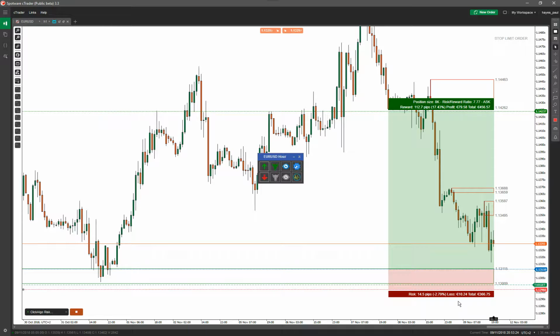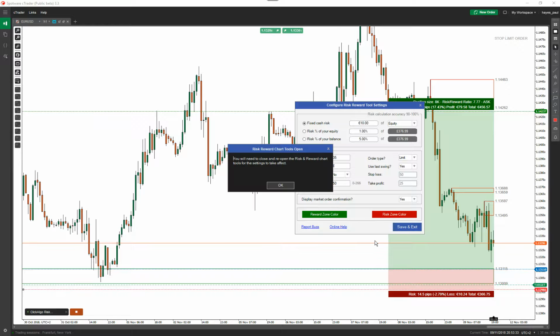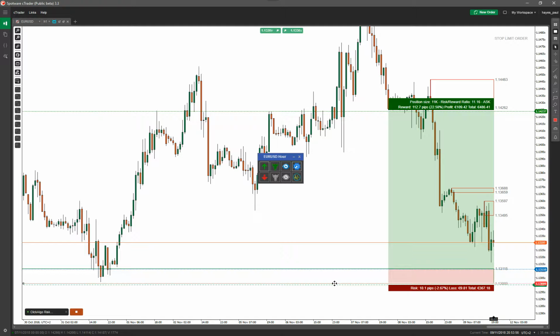Now, if you look at the loss here, it's 10 euros. The reason it's only 10 euros is that if I go into settings, I've set my fixed cash risk to 10 euros. So no matter where I reposition the stop loss, it will always be around 10 euros. It readjusts the position size and auto calculates the stop loss. So it's really useful because I can say, okay, I want to enter a trade and I don't want to lose more than 10 euros on it. And no matter where you configure your trade setup, it's always going to be 10 euros. So my profit's going to be 109 euros. This is a pretty good trade setup and a good example of how to use the tool.